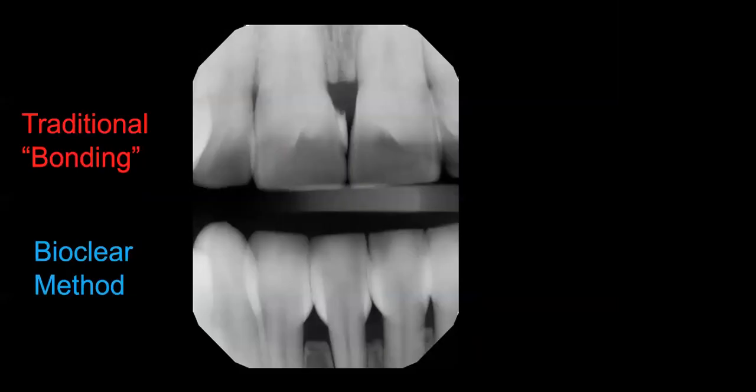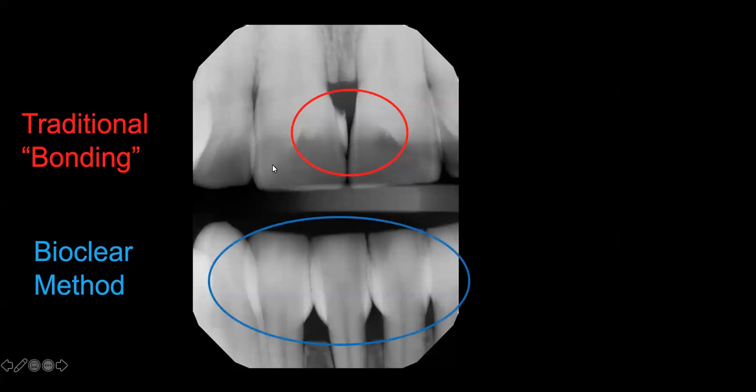And so this is bonding. This is the B word, right? This is what bonding, unfortunately, looks like when you take cold composite and put it in by hand with flat mylar. That's what it looks like to treat a black triangle. Now on the bottom, you can see a very different look to treatment of black triangles with the Bioclear method.